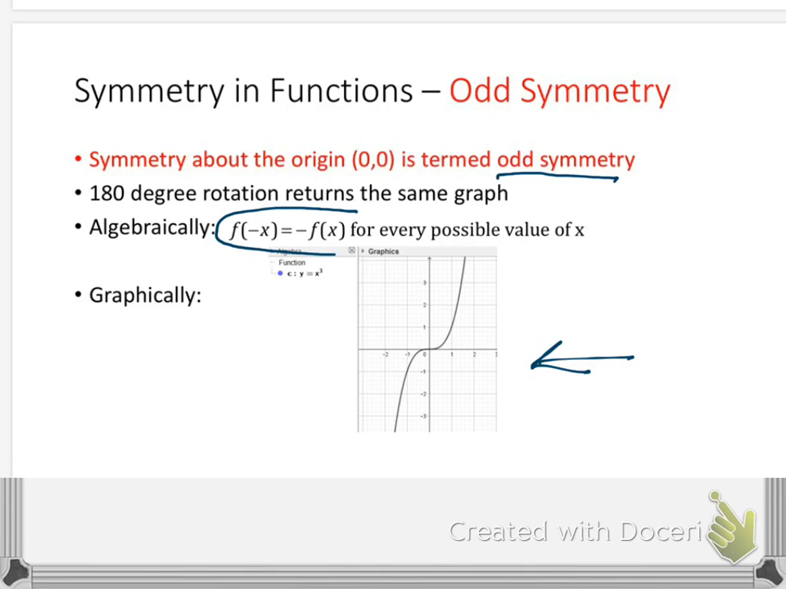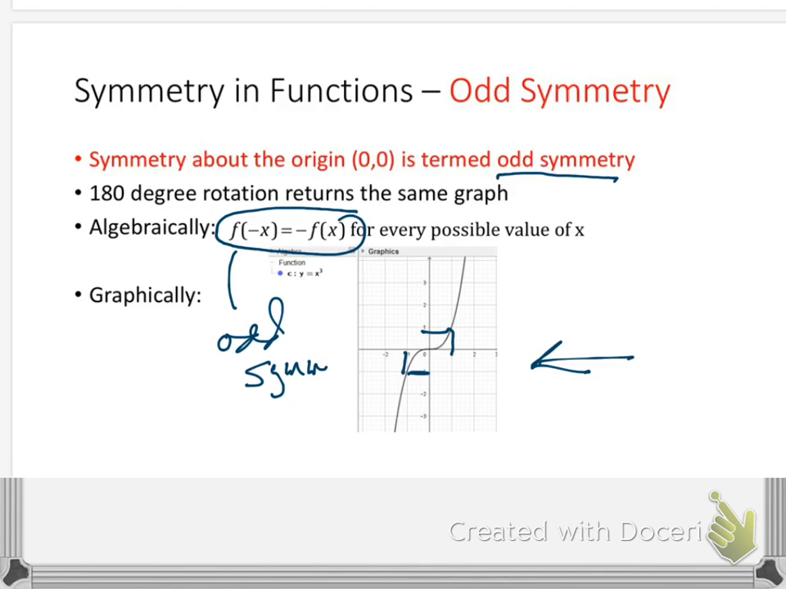Algebraically, this is the relationship. So let's say that we're going to use 1. So f of negative 1, so x is negative 1, that y value is negative 1. Okay, if I put in a negative 1, I get out a negative 1. If I put in a 1, I get out a 1. So those are related by taking the negative of it. Okay, so this is odd symmetry.